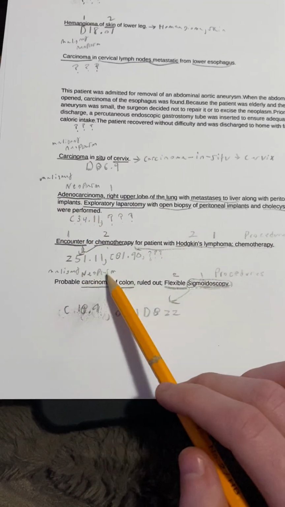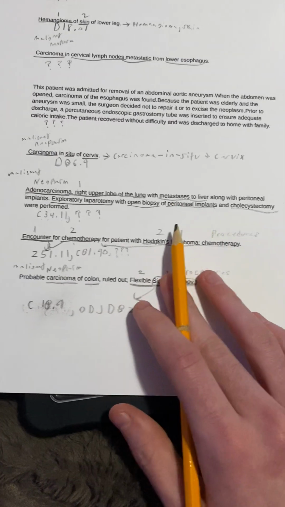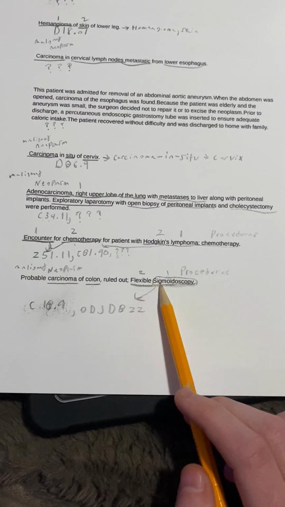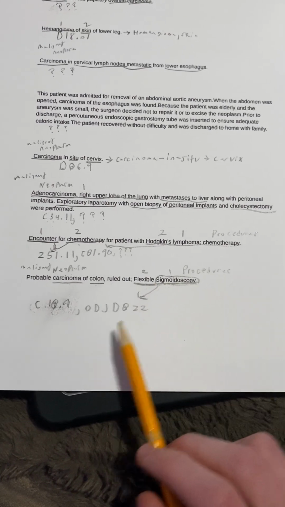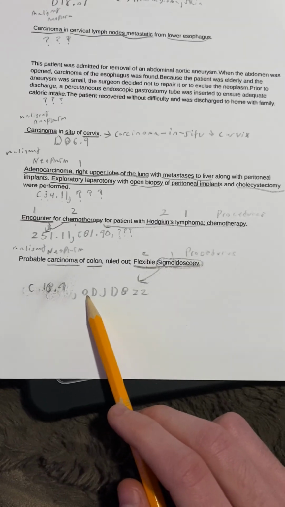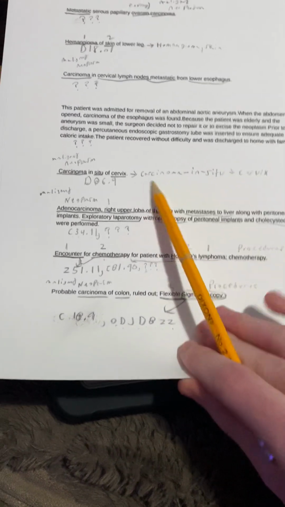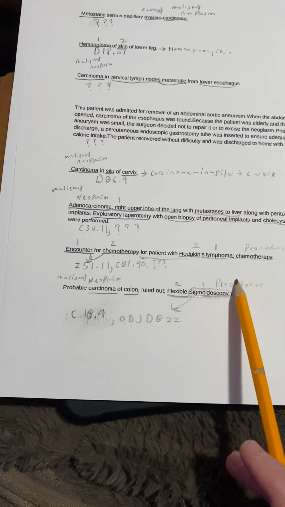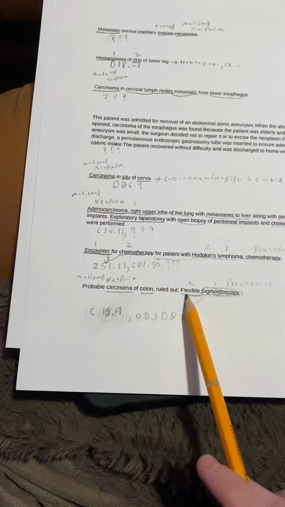Yes, so malignant neoplasm of colon, which gave me C18.9, and then flexible sigmoidoscopy, which was 0DJD8ZZ. And I was in procedures, started with sigmoidoscopy and then flexible after.